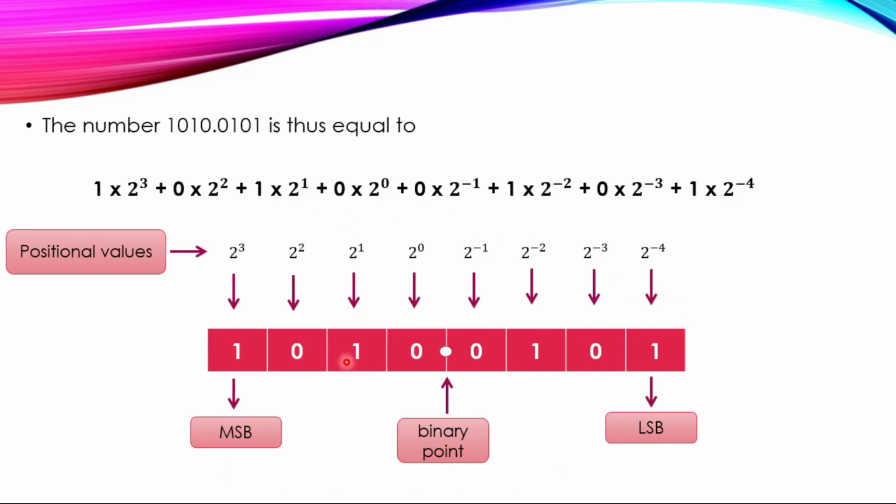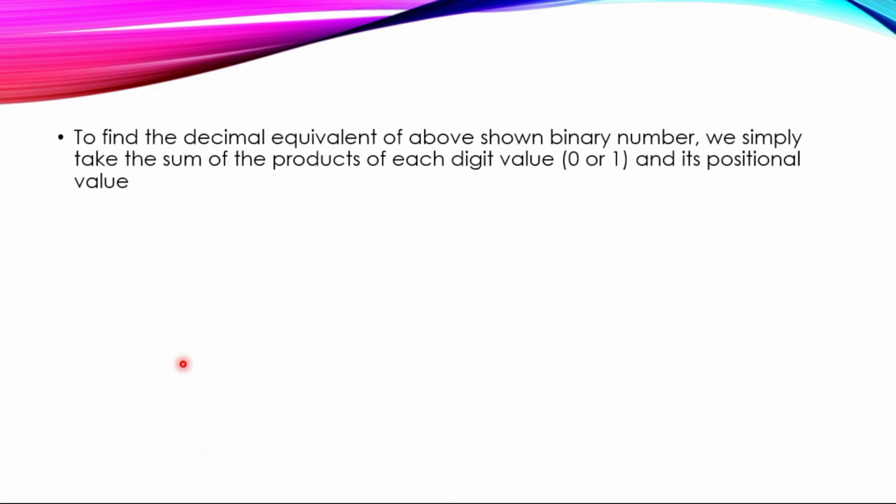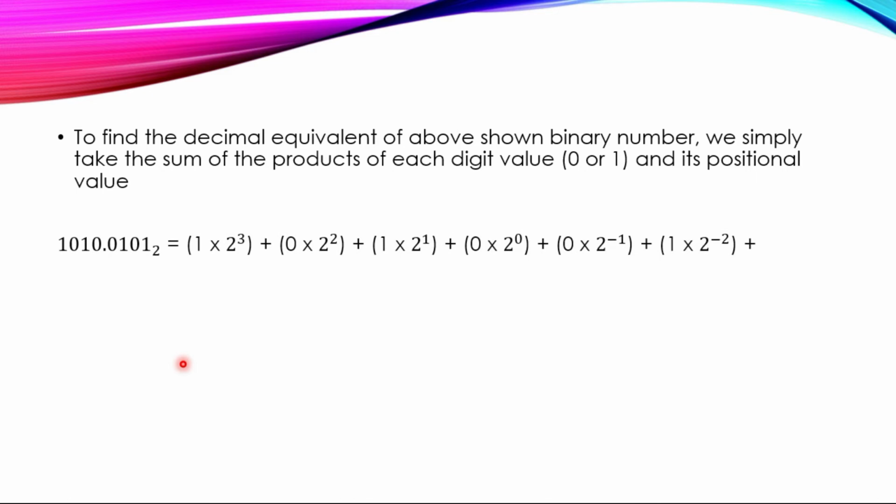So this was about your binary number. Now to find the decimal equivalent of the above shown binary number, we simply take the sum of the product of each digit value, that is 0 or 1, and its positional value. Here we will see the same example, the same binary number, 1010.0101 to the base 2. Whenever I write to the base 2, it means it is a binary number.